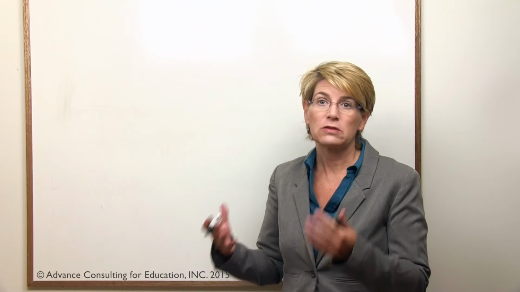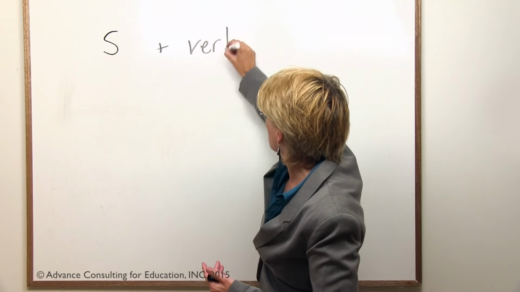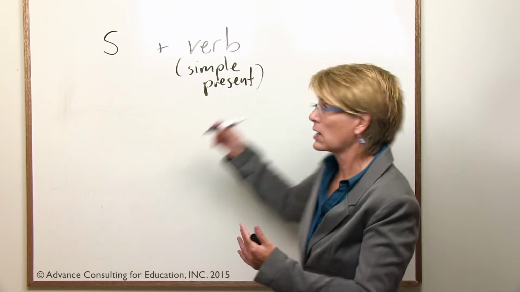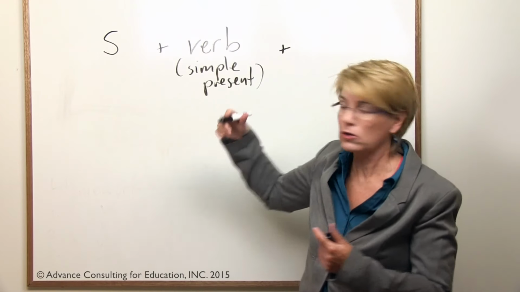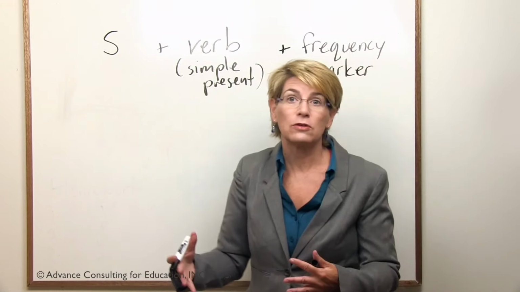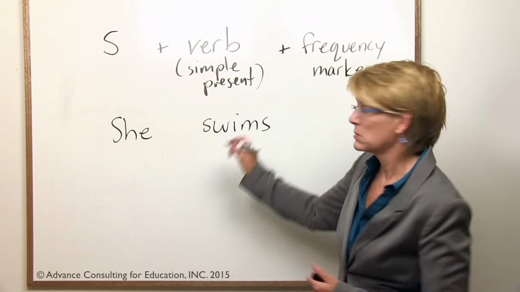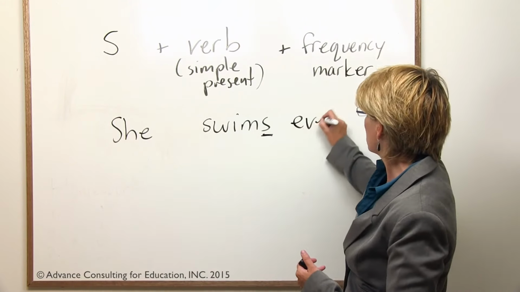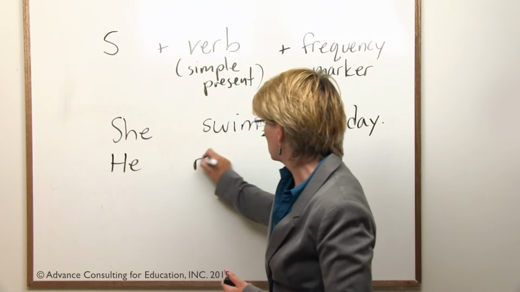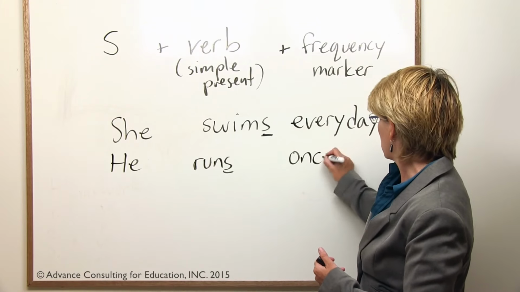So when I'm making a simple present sentence, I'm going to have a subject. So I have my subject here, and then I'm going to have my verb in the simple present. And because I'm talking about everyday actions, I'm going to have my time marker or my frequency marker. Okay? So I'll call that my frequency marker. Okay, and then underneath this, I'm going to put my example sentences. She, that's my subject, swims, that's my verb in simple present. Notice the S for my third person. And then every day is my frequency marker. And I might put another example. He runs, and once again we need our S because it's third person singular, once a month.